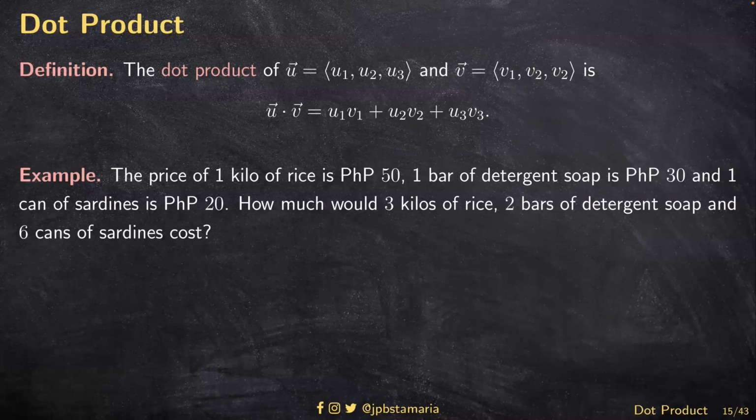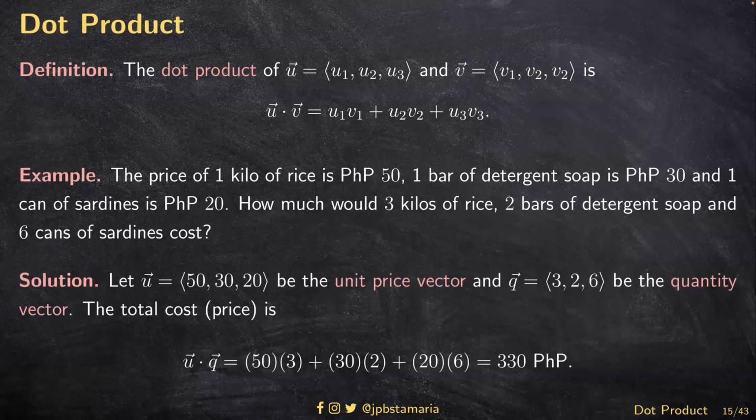Ito yung mga pagkakataon na kayo ay nagda-dot product pero hindi nyo alam na dot product ang tawag doon. Do you agree? Kasi tignan nyo. Kapag ginawa mong u yung unit price vector, anong unit price vector mo? 50, 30, 20. 50 represents the unit price of the rice, 30 for the soap, and 20 for the can of sardines. And si q naman yung quantity vector, which represents the number of items na bibilin mo per item: 3, 2, and 6. 3 for the rice, 2 for the detergent soap, and 6 for the sardines. Then the total cost is calculated using this dot product. Do you realize that that is a dot product? Hindi. Pero at least ngayon, alam nyo na yan ay isang example ng dot product.